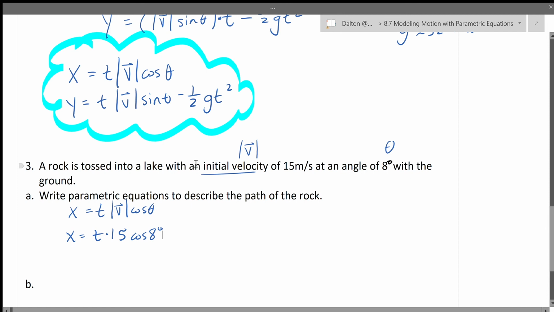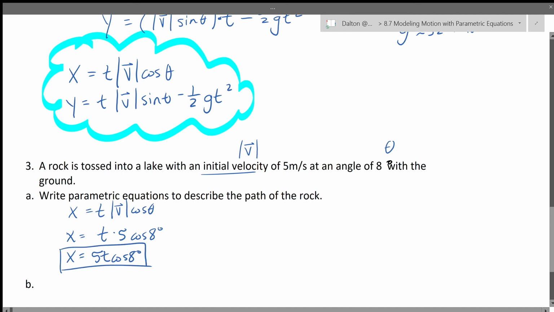And then again, just to clear this up a little bit, typically we're going to write, why did I put 15? I would like for you to change this to 5 meters per second. That was a typo. Okay, so this is going to be t times 5 times cosine of 8 degrees. So again, typically we would switch these variables. So we'd put 5t times the cosine of 8 degrees. That is the horizontal parametric equation.